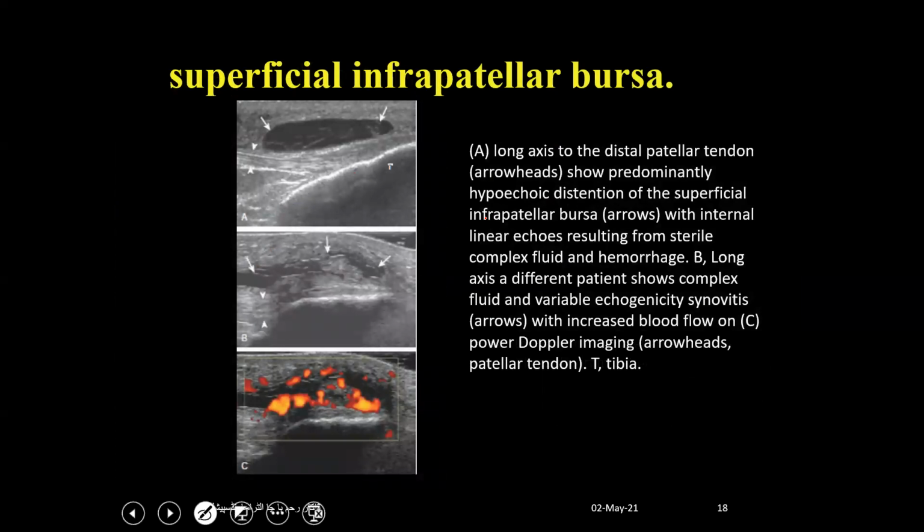And here you can see superficial infrapatellar bursa. So this is infrapatellar bursa because this is just above the patellar tendon, and infrapatellar because this is below the patella. And here again you can see this is infrapatellar superficial bursa, and while applying power Doppler on this infrapatellar superficial bursa, there is an excessive amount of blood flow. It represents synovitis.